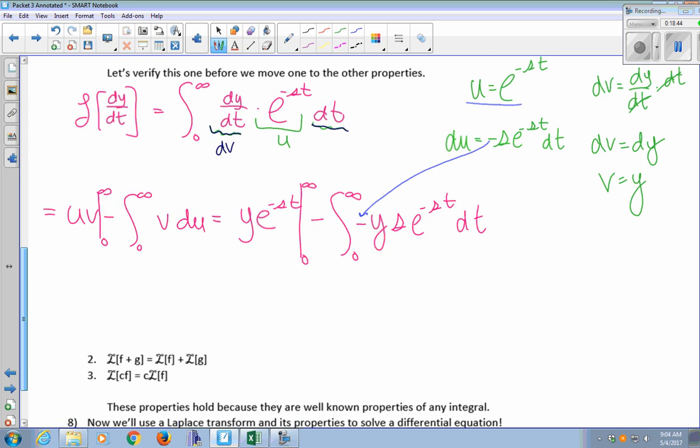Let's think about this first part, where I have to do y e to the negative st from 0 to infinity. So t is the thing that you're plugging in, right? As t gets really, really big, that's e to something really, really negative. So that's going to go to 0, right? And then when I plug 0 in, I just get y.